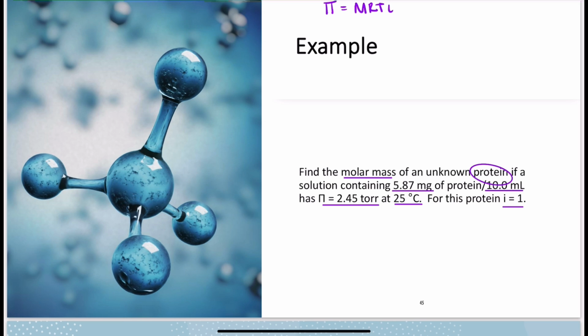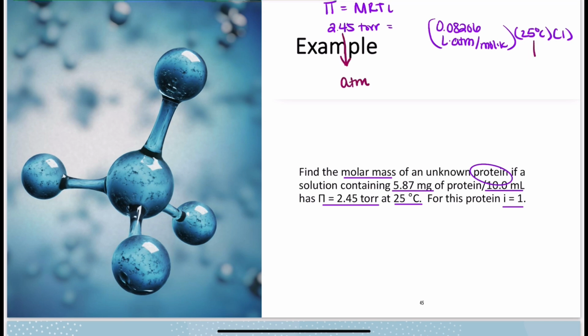Let's see. I'm told that the pressure is 2.45 torr. I'm not told molarity. I know my gas constant is 0.08206 liter atmosphere per mole K. I'm told my temperature is 25 degrees C. I is equal to 1. Now, my units are not matching anywhere here. I need to get my units into the same units. So I need to put this into atmospheres. I need to put this into Kelvin.